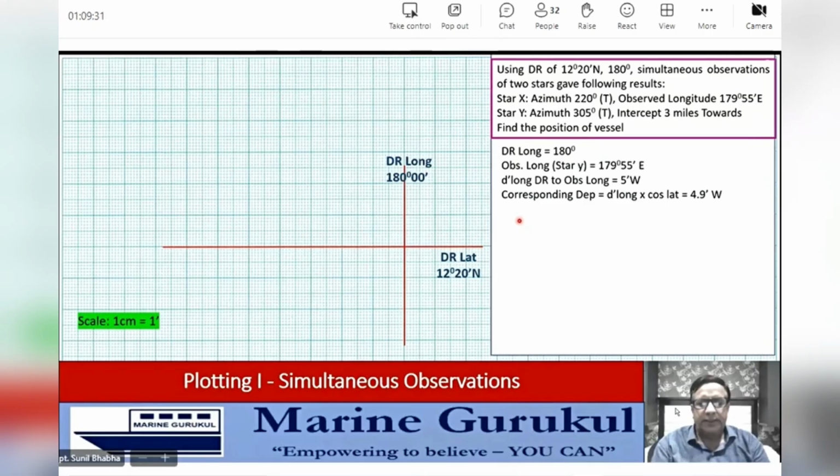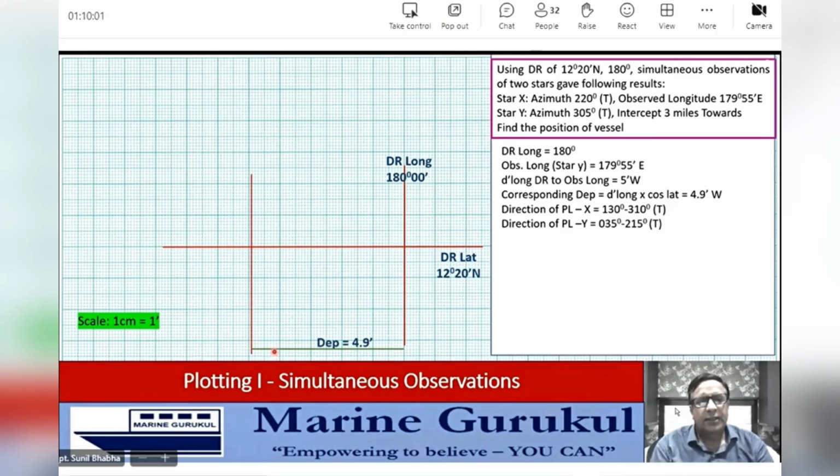We also identify the direction of the PL for star X, which is perpendicular to its azimuth, direction being 130 to 310. And likewise, the direction of PL of Y, perpendicular to azimuth of 305 degrees true, and direction being 035 degrees to 215 degrees true. So now using this departure between the two meridians, we plot the observed long. So here is the departure to the west, 4.9 miles, and here is the meridian for the observed long.